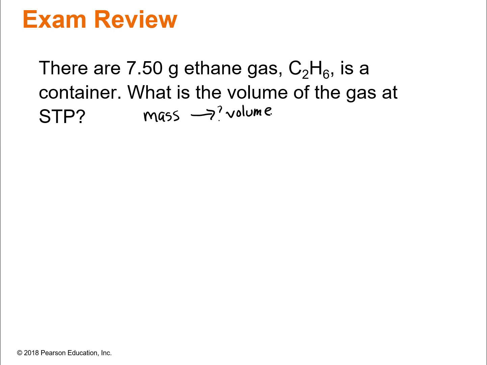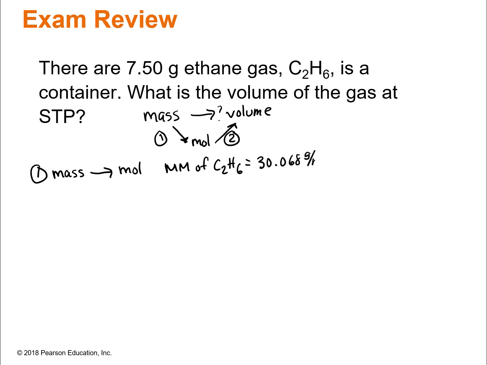We can't just go directly from mass to volume. We've got to go to moles in between. To go from mass to moles, we're going to need the molar mass of ethane gas. I'm not going to write out how I got it, but if you don't understand how to calculate molar mass, please let me know. Essentially, you just add up all of the masses of the atoms that are in the molecule. So that's how I got the 30.068. You should get something in that ballpark, about 30. Your molar mass may vary a little bit depending on which periodic table you use.